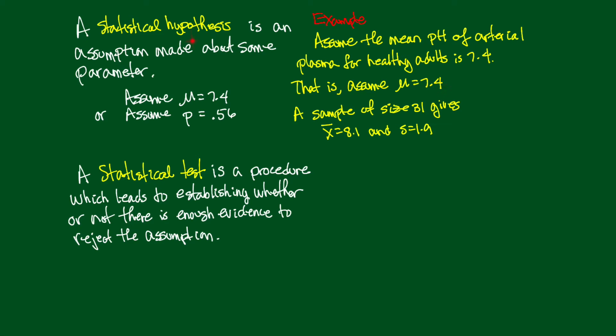All right, that's the statistical hypothesis, an assumption made about a parameter. So make the assumption about the parameter. Assume that mu is 7.4. And now, based on the sample of 31, we get a mean of 8.1 and a standard deviation of 1.9. So we want to test that claim. So that's what we're going to do. A statistical test is some procedure that we're going to go through which will lead to establishing whether or not we have enough evidence to reject this claim.